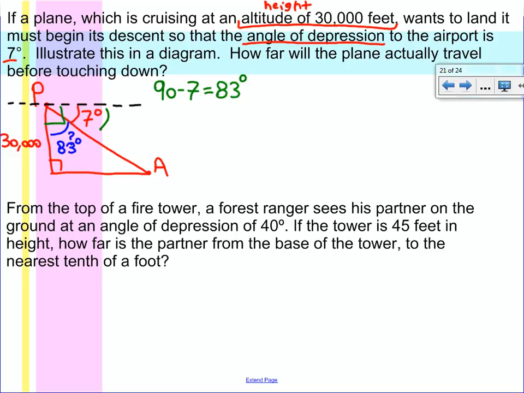Now we have a triangle, we know the angle inside, and we have a side length, so what we need to do is just answer our question of how far will the plane actually travel. The plane is traveling along this hypotenuse line, so we're going to call it x, because we're not sure what it is, and that's what we want to find. Your first step to solving this problem is Sohcahtoa. So you obviously need to label your sides: opposite, adjacent, hypotenuse. You write out Sohcahtoa.